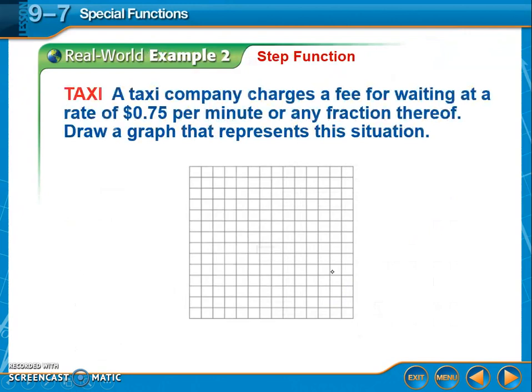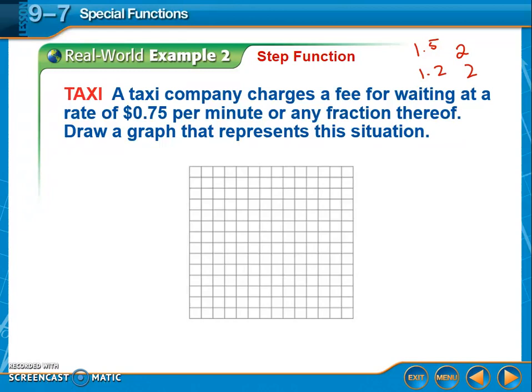we also want to be able to look at these in word problems, and they might not necessarily be the greatest integer function, but they're called step functions. So if we're talking about a taxi company that charges a fee for waiting at a rate of 75 cents per minute, or any fraction thereof. So like, let's say I don't even wait the full minute, they're still charging me 75 cents as if it was a full minute, because a taxi driver is going to want to charge you as much as they can. So if they're waiting 1.5 minutes, they're going to round all of that up to 2 minutes. Even if it's 1.2, they're going to say, oh, that's more than a minute, we're going to charge for 2.